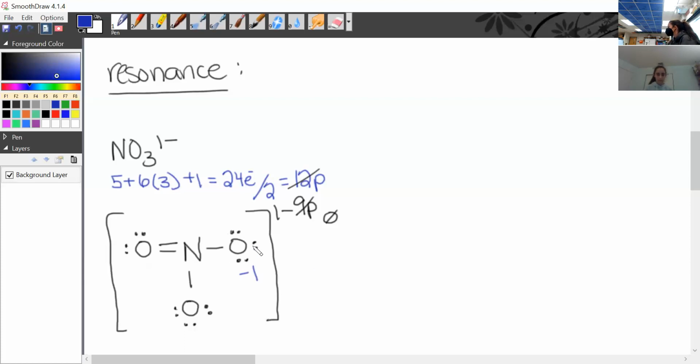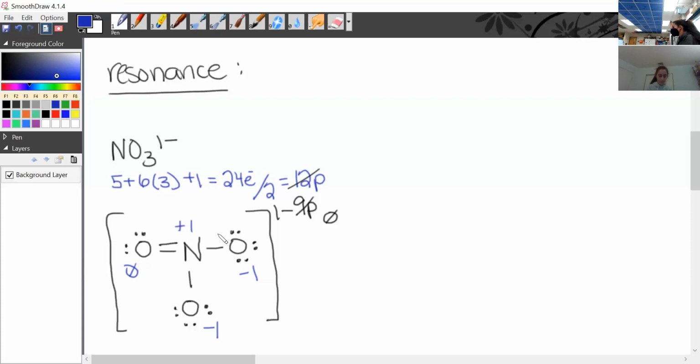All right, so 6 minus 7 is -1. This oxygen looks just like that. So again, 6 minus 1, 2, 3, 4, 5, 6, 7. 6 minus 7, -1. Let's do the double bonded oxygen now. 6 minus 1, 2, 3, 4, 5, 6. 6 minus 6, 0. Let's do the nitrogen in the middle. 5 minus 1, 2, 3, 4. 5 minus 4, +1.